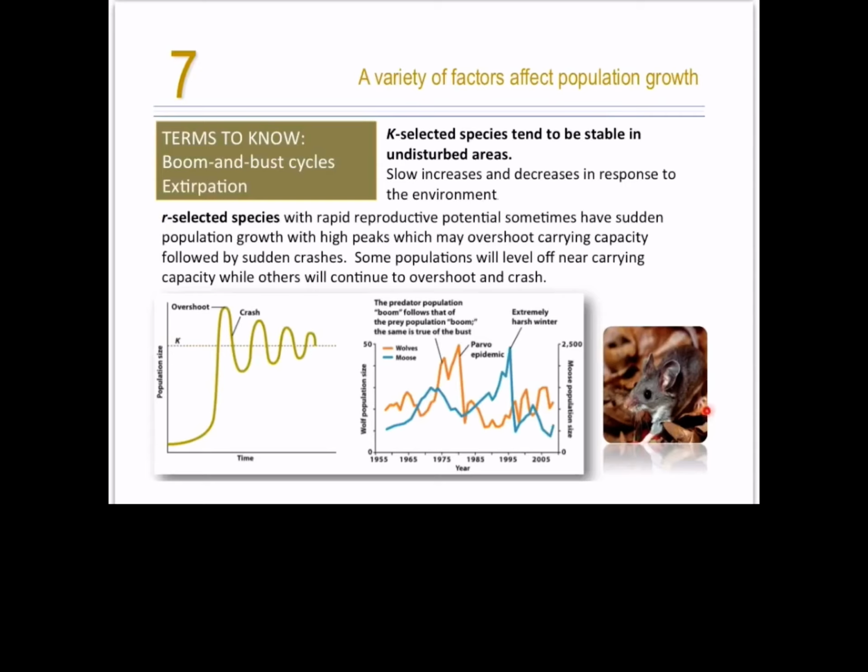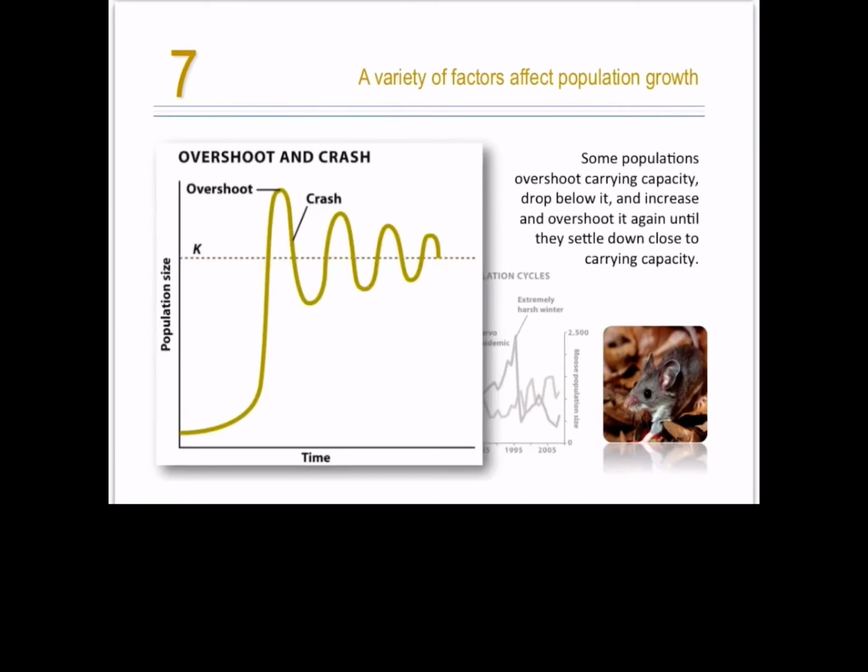You're going to have high peaks that may overshoot the carrying capacity, followed by these crashes where the populations are going to be decimated and go well below the carrying capacity. And that's what's shown here. If you have this exponential growth, it's going to overshoot the carrying capacity here. It's going to overshoot, you're going to have this crash. It's going to overshoot again, crash, and eventually it should level off to the carrying capacity.